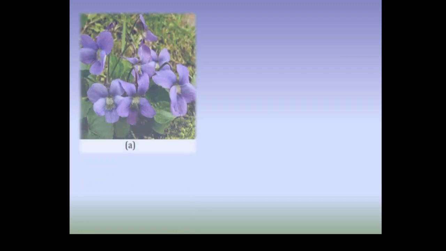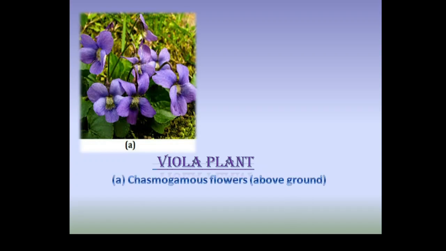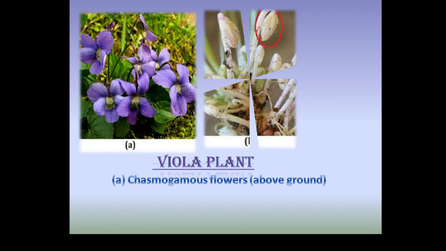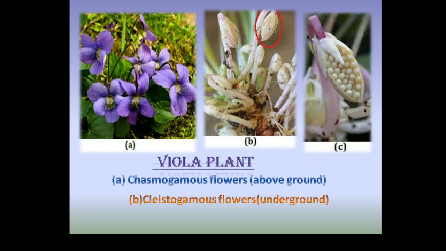I'll give you some pictures. You can see here. Do you know what it is? It is a viola plant. It is a chasmogamous flower above ground. This is the cleistogamous flower underground, and this is the seed pod after pollination.